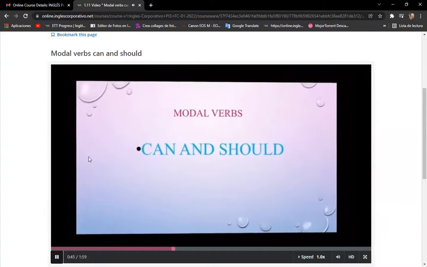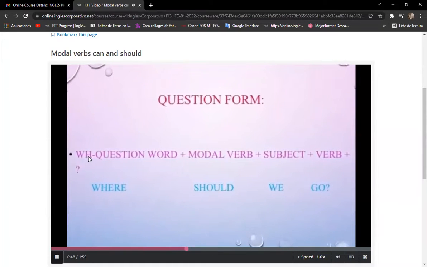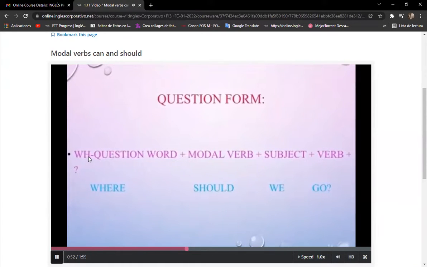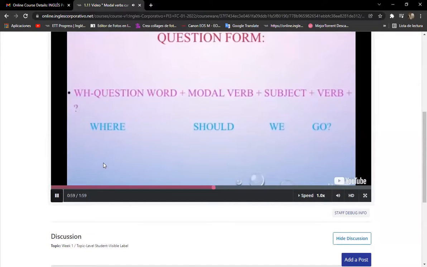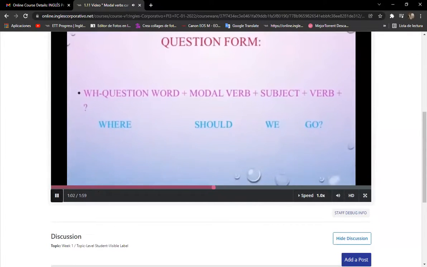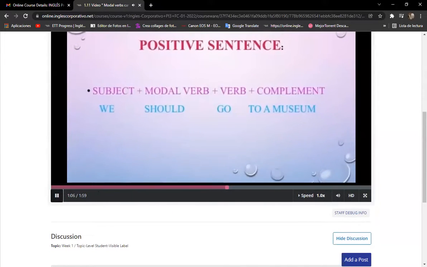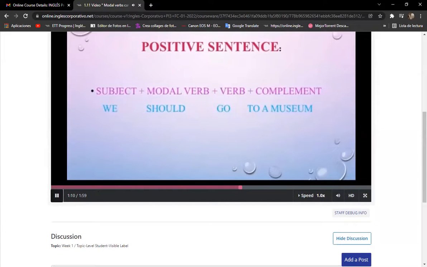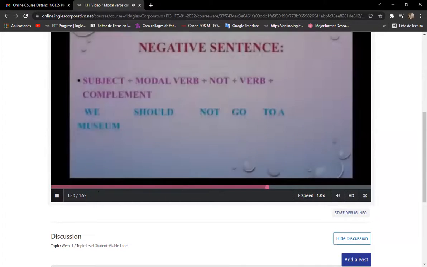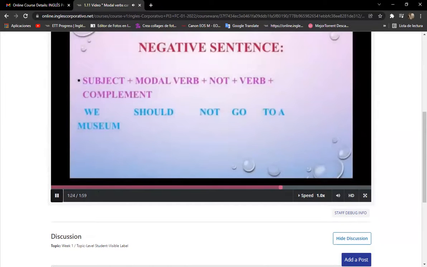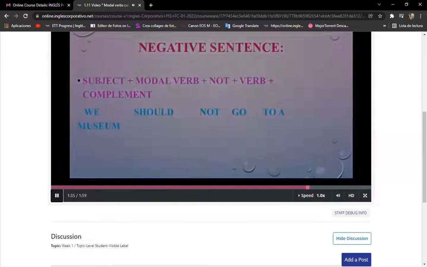Okay, we'll talk about the modal verbs can and should. This is how we'll use it in a question: WH question word plus modal verb plus subject plus verb plus question mark. Where should we go? And this is how we use it in a positive sentence: subject plus modal verb plus verb plus complement. We should go to a museum. This is how we use it in a negative sentence: subject plus modal verb plus not plus verb plus complement. We shouldn't go to a museum.